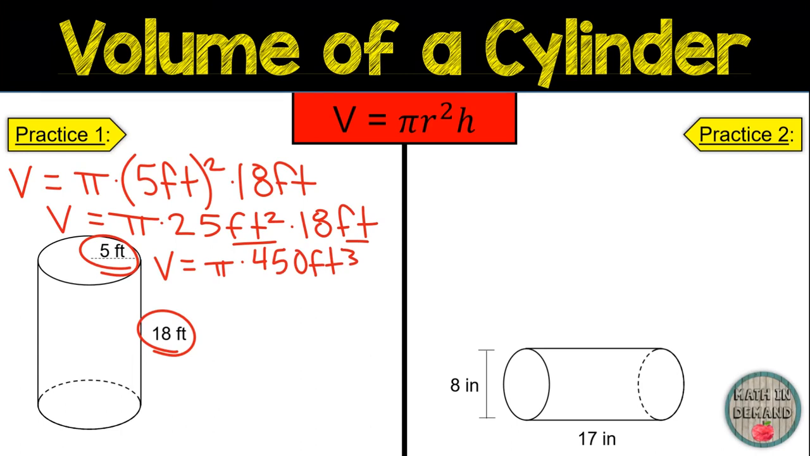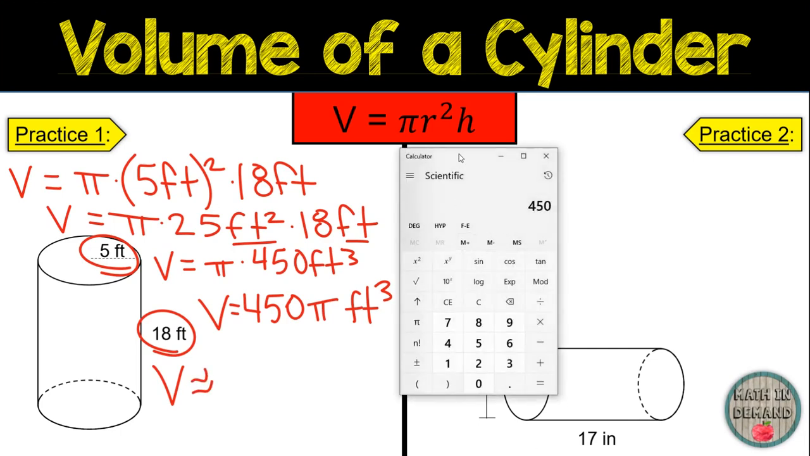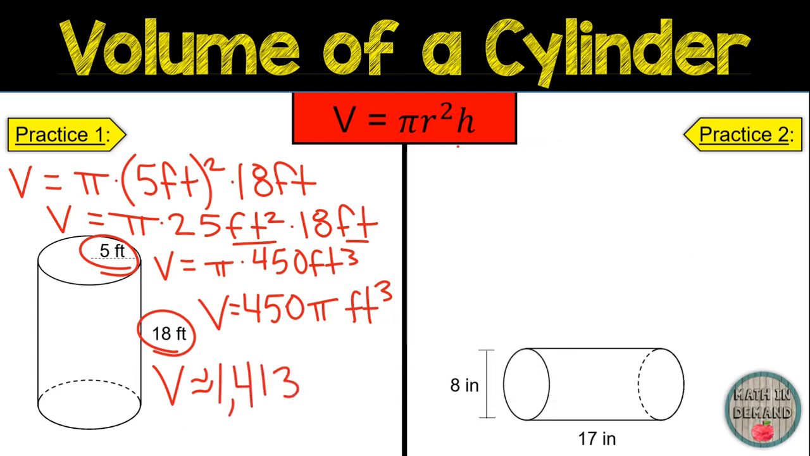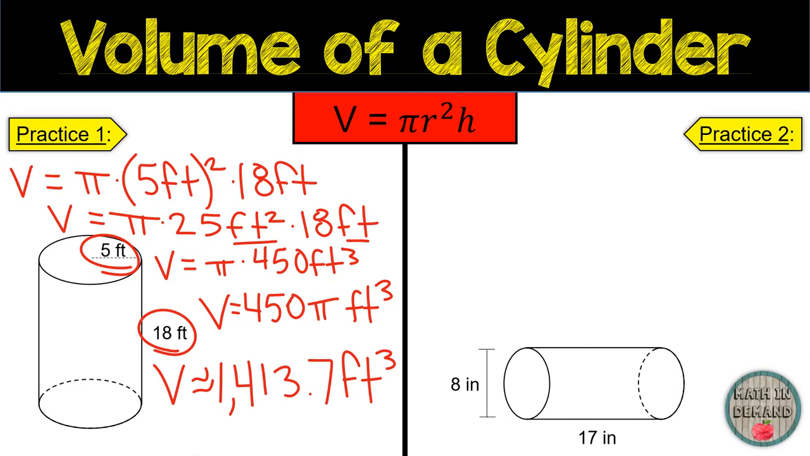Okay, I'm going to go ahead and rewrite this because you normally see the constant in front and then you see pi behind it. So 450 pi, and then my units are cubic feet. If I was asked for exact, that would be my answer. But again, I am going to continue and give the decimal approximation. So I'm going to do 450 times pi, and I ended up getting 1,413.7 cubic feet.